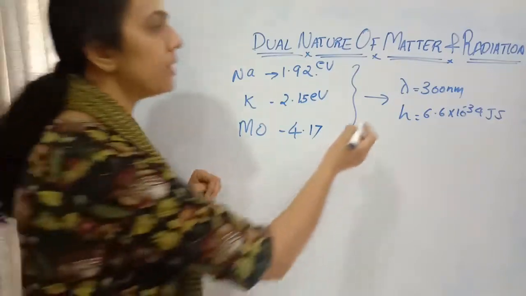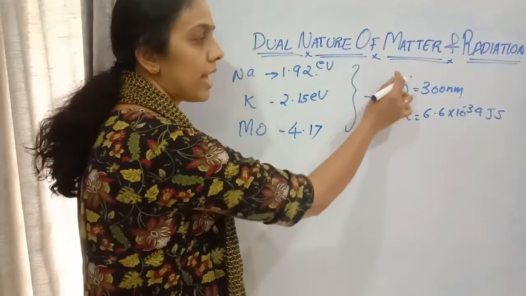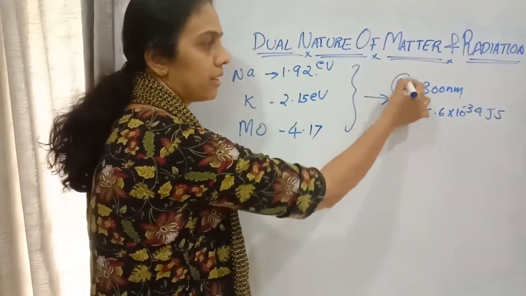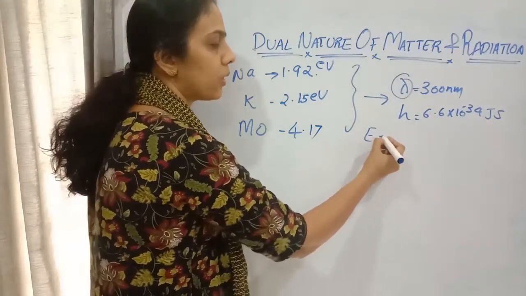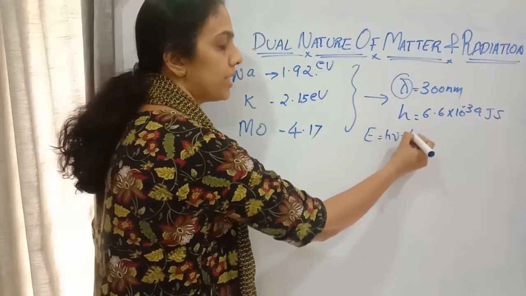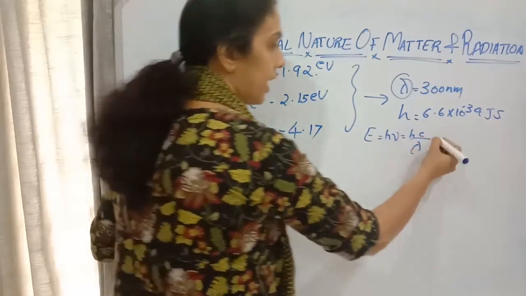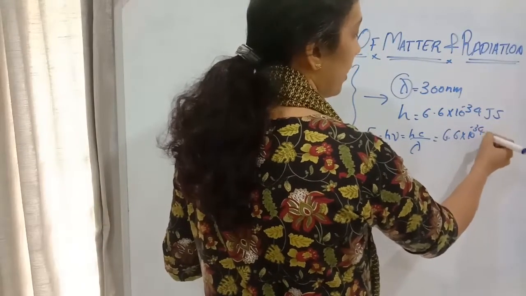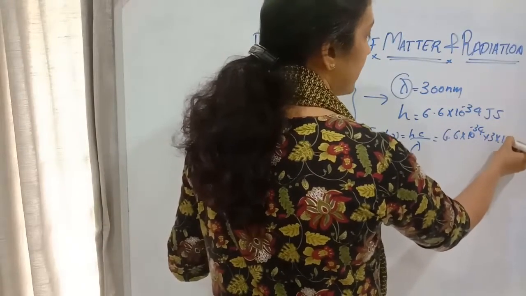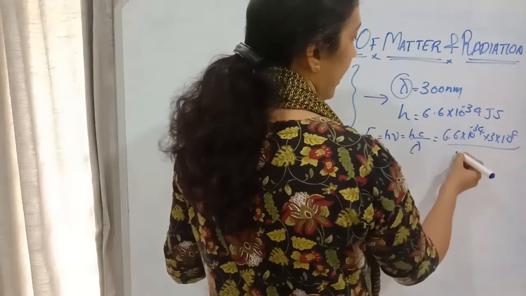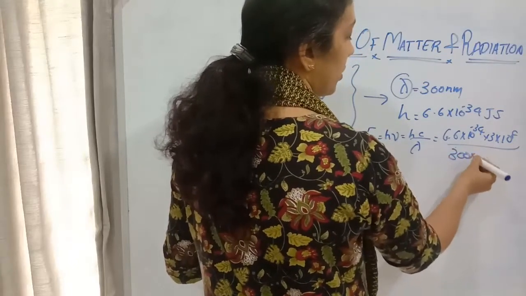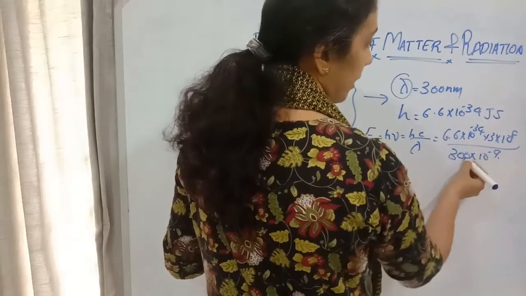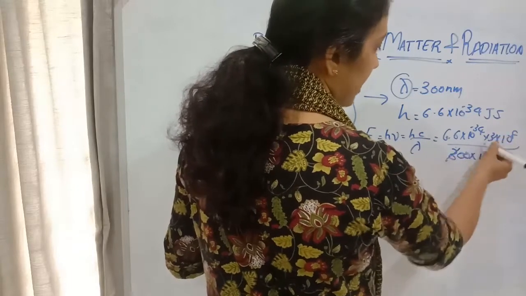So what is the energy for this wavelength? That we can find out. E is equal to h nu, that is hc by lambda. The h value we know is 6.6 into 10 to the power minus 34, times 3 into 10 to the power 8, divided by lambda, which is 300 into 10 to the power minus 9. Here we will be getting it as 100.